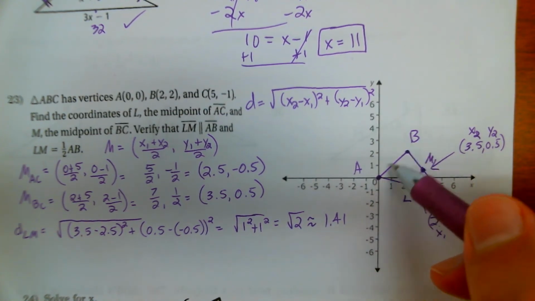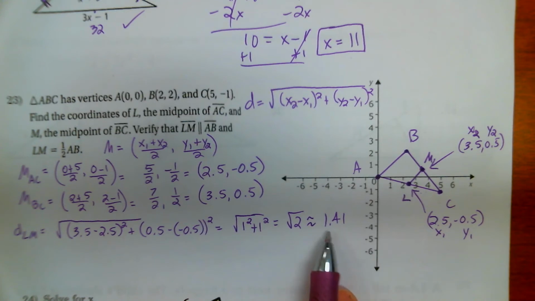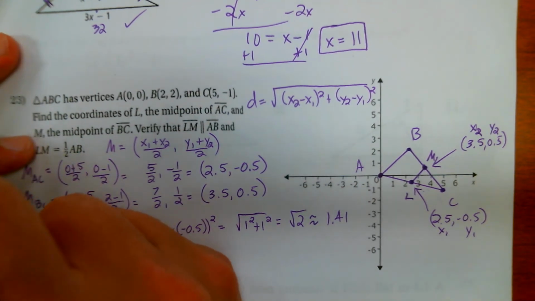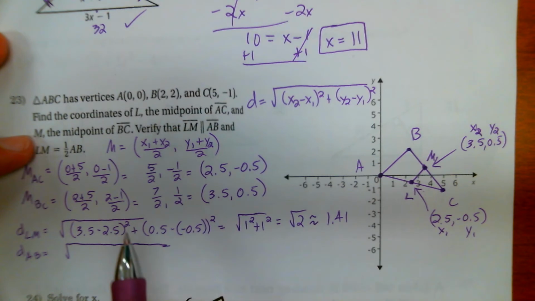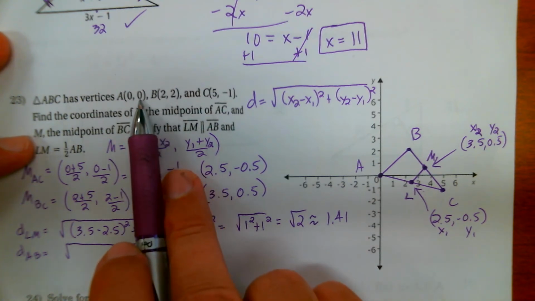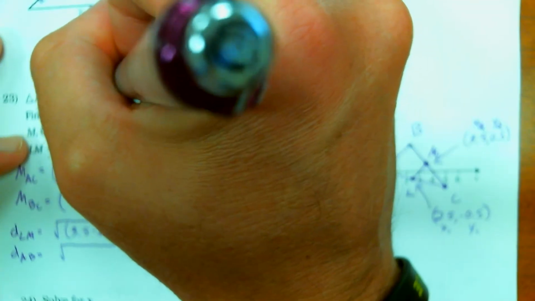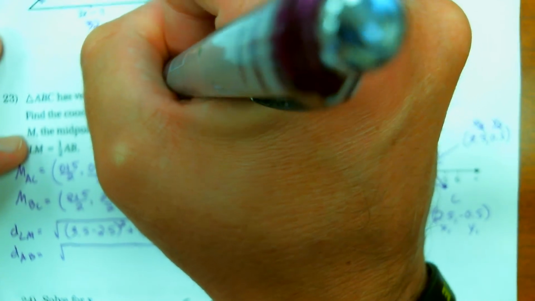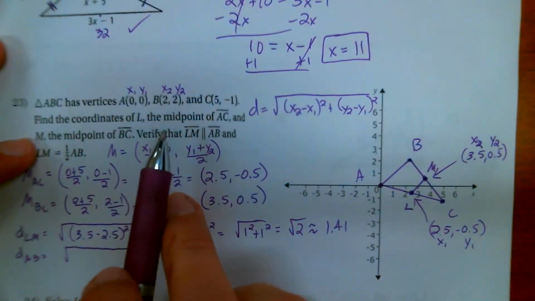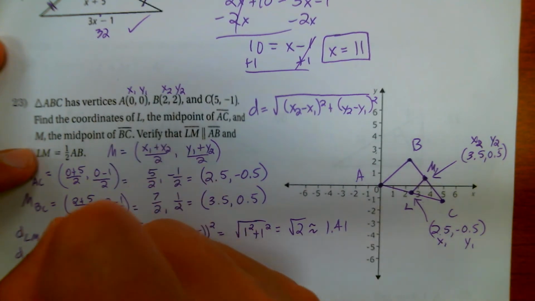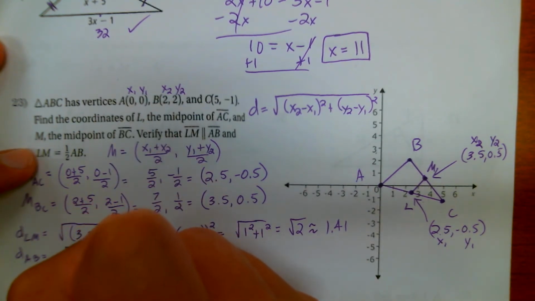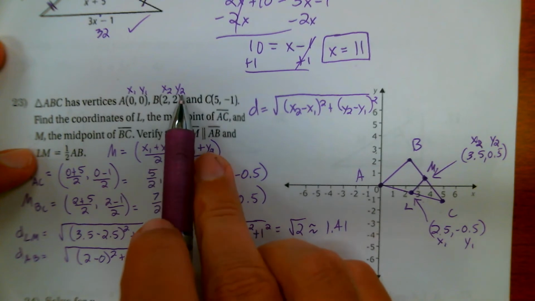All right, so that's the distance of LM. Now let's go find the distance of AB, and it better be twice that. It better be 2.82. Okay, so let's check it. The distance of AB is the square root of, okay, the differences. I'm looking at these 2 points now. Again, this could be my x1, y1, x2, y2. So it's going to be x2 minus x1.